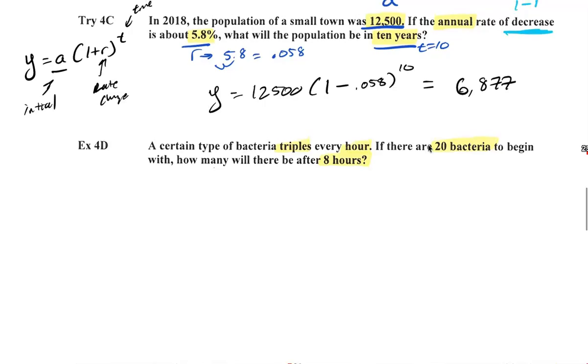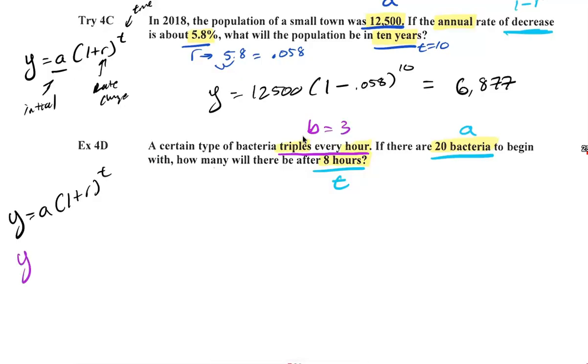Okay, let's do another one to make sure we got this. Same formula, Y equals A(1 plus R) to the T. A certain type of bacteria triples every hour. If there are 20 bacteria to begin with, how many will there be after 8 hours? So let's figure out what everything is. To begin with, that's our A. After 8 hours, that's your time. Now here's the rub. It triples every hour. They didn't tell us how much it's increasing. They didn't give us a rate of increase or decrease. It triples every hour. This is actually our B. Our B equals 3. So it's not this formula anymore. It's actually this formula.